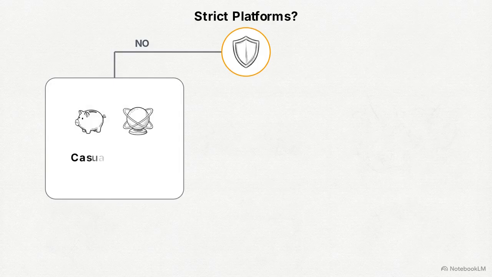This decision tree maps out how to choose your tool. It starts with a critical question. Are you managing strict platforms like Facebook, Google, or Amazon ads? If the answer is no and you have under 5 accounts, you fit the casual operator profile. Save your budget. Stick to basic browser profiles and native platform tools.